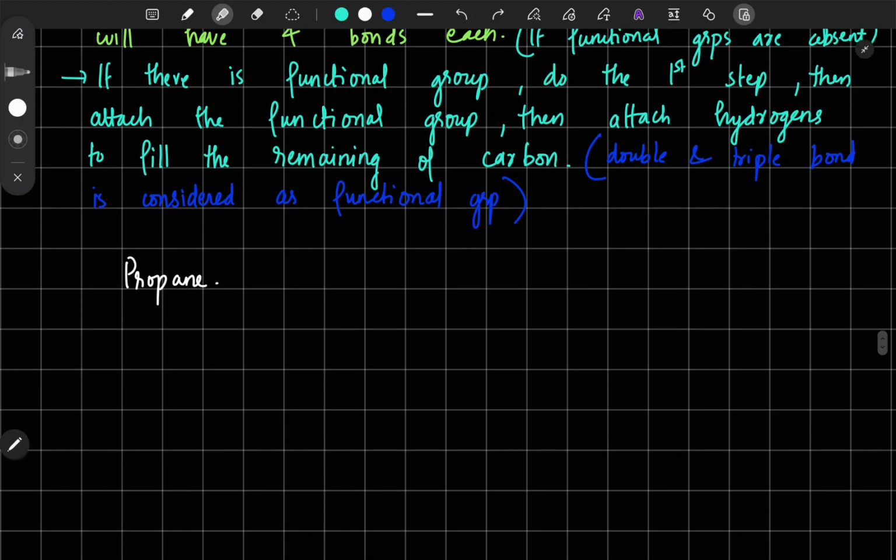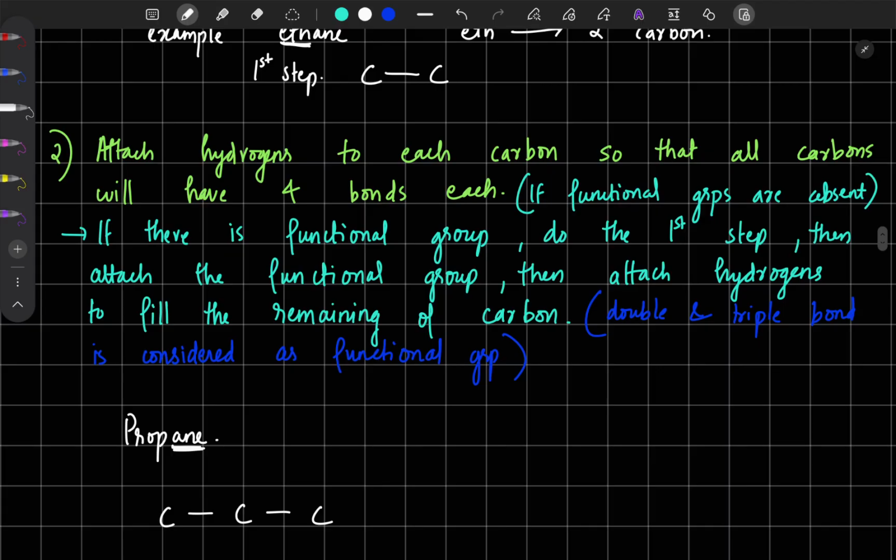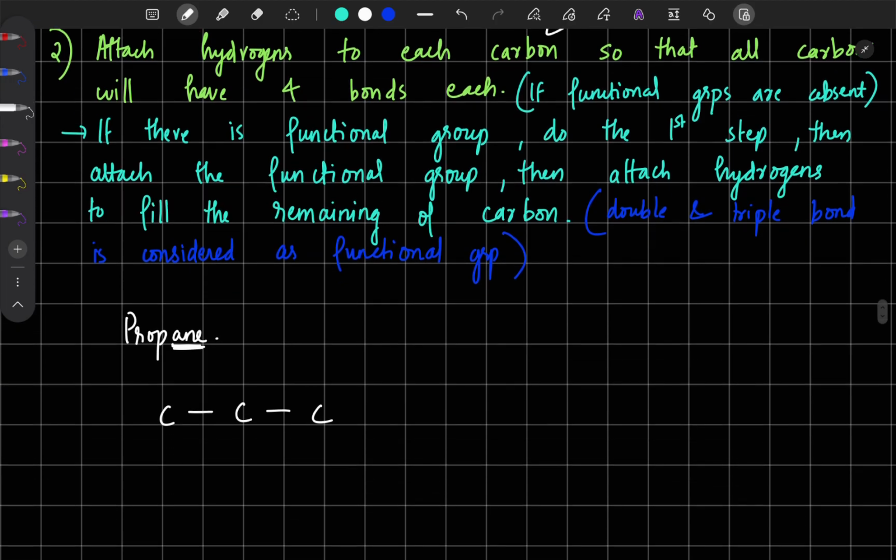Look at this compound, propane. The word prop means what? Three carbons. So this structure has 3 carbons, so draw those 3 carbons in a straight chain. That is the first step. Now it is ANE, which means no functional groups are present, so this belongs to alkane. If it is alkane, you can directly do this step: attach hydrogens to each carbon atom so that all carbons will have 4 bonds each.